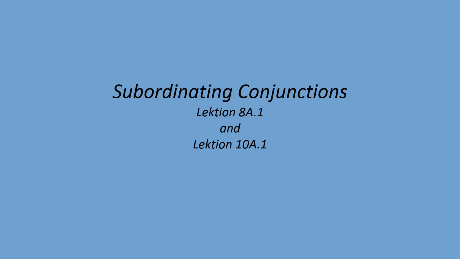But before we start with subordinating conjunctions, let's take a look at coordinating conjunctions first. So let's create two simple sentences. The first sentence, Peter geht in den Park. So Peter goes to the park. So this is our Peter. He walks. He would like to go to the park to enjoy the good weather.